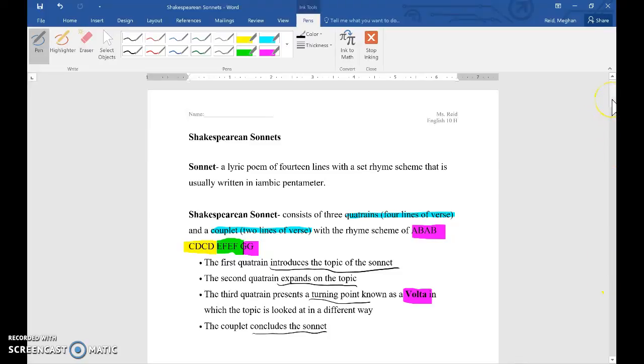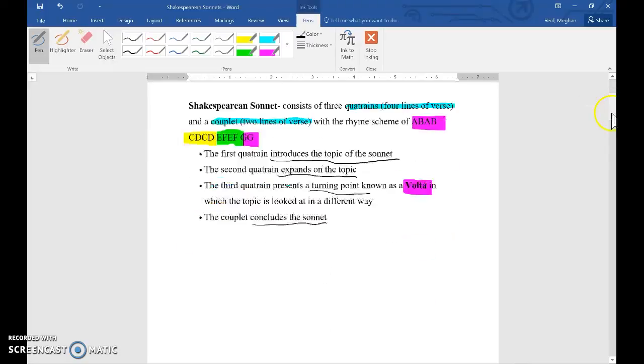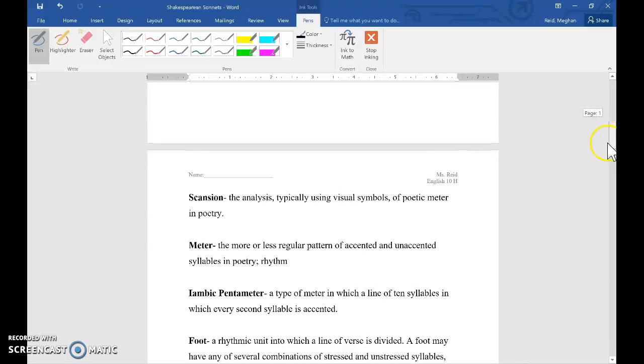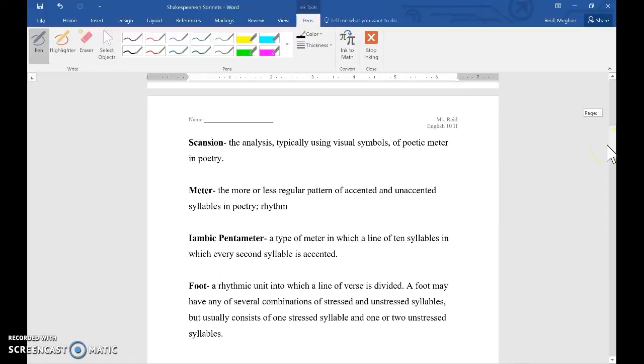We're also going to take a look at a couple more terms to help us understand this whole breakdown. So going down here, we're going to take a look at scansion, meter, iambic pentameter, and foot.